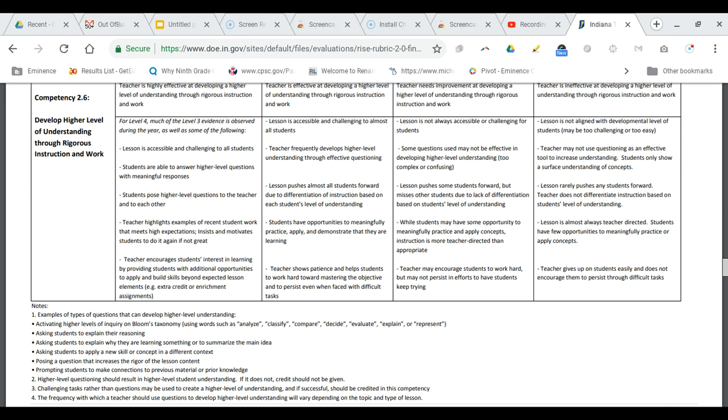2.6 is about rigorous and higher order thinking. You may be doing hard work or hard content in your class, but if students aren't writing about it, if you're not pushing them to think, to synthesize, to use different resources to combine and think about things in new ways, then it's not rigorous. It's not the high level understanding that we need.